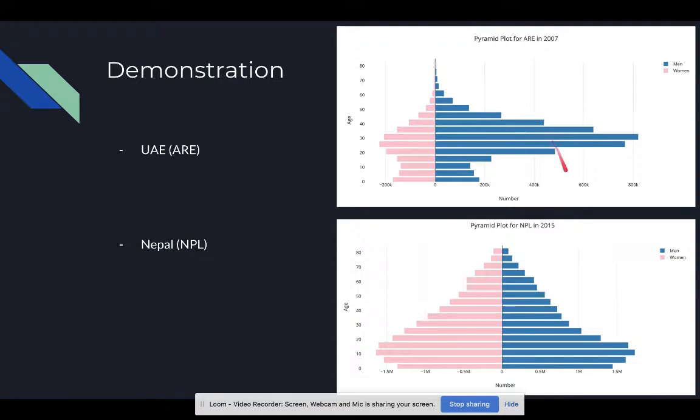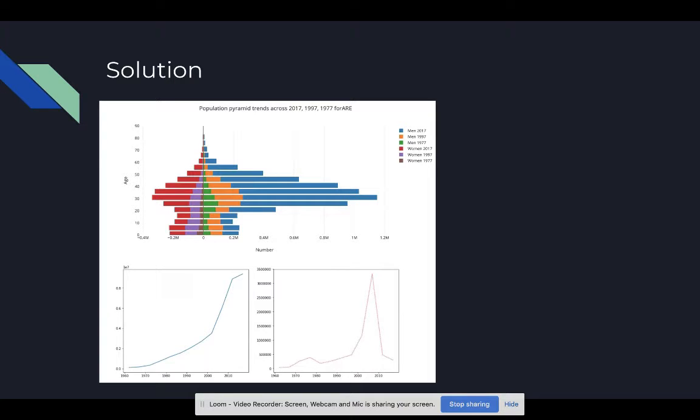And for Nepal, it looks as if someone took a bite out of the pyramid on the right section for men. This is because young Nepalese people, primarily men, emigrate to neighboring countries to find work. And for the UAE, the country's population is just blown up by immigration. We wanted to find a way to visualize this, so this is the solution that we came up with.